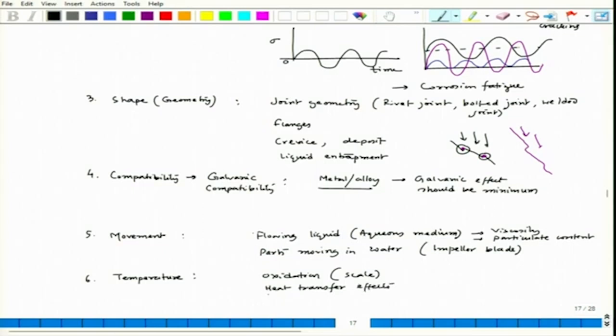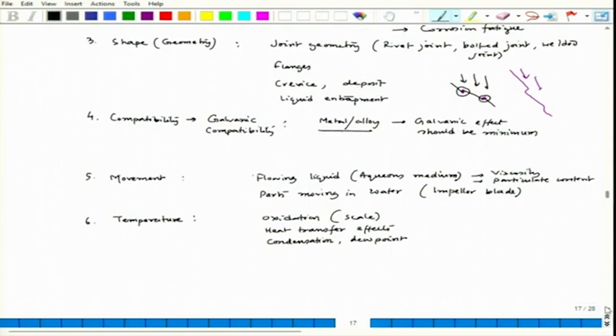Okay, then there could be possibility of condensation as well as there would be effect on dew point depending on the humidity content as well as temperature of that atmosphere. So those will have a different effect. So we have to also look at the design part in those situations.